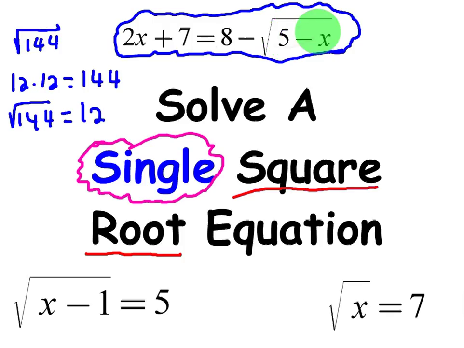Okay, here's an example. 2x plus 7 equals 8 minus the square root of 5 minus x. Down here, I have the square root of x minus 1 equals 5. There's only one square root in it. You guys could probably solve this one. Square root of x equals 7. What do you think x would be? 49. Yeah. The square root of 49 equals 7.